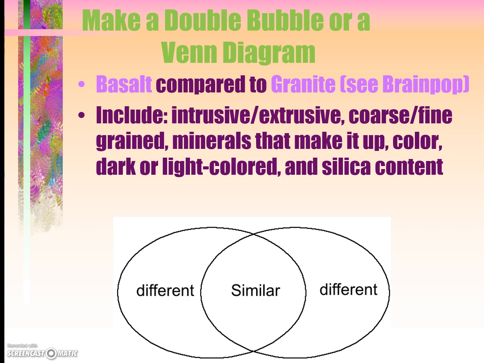Make sure that you include intrusive and extrusive, which one is coarse grain and which is fine grain, the minerals that make up both of them, like the mafic and the felsic, and color, if they're dark or light colored, and the amount of silicon in it.